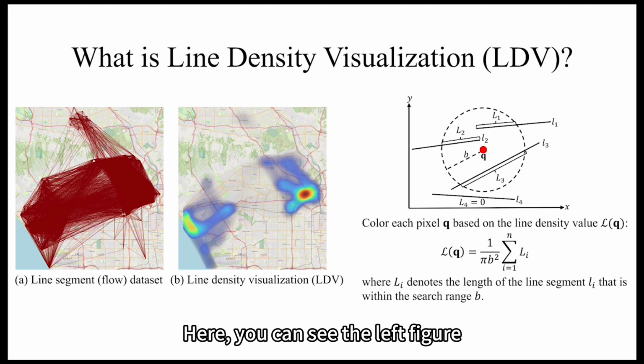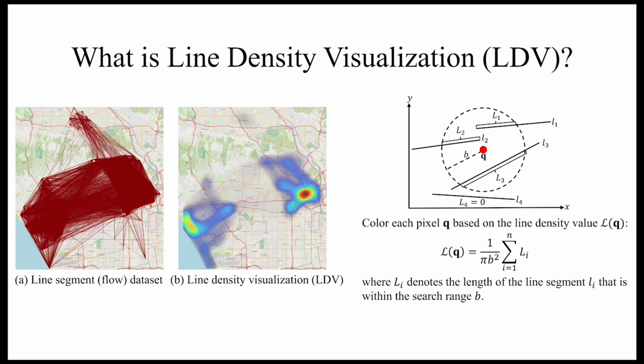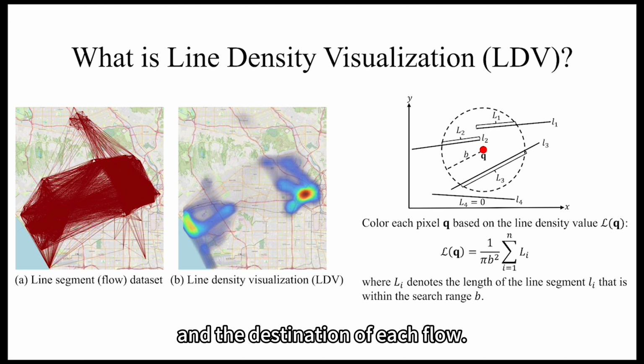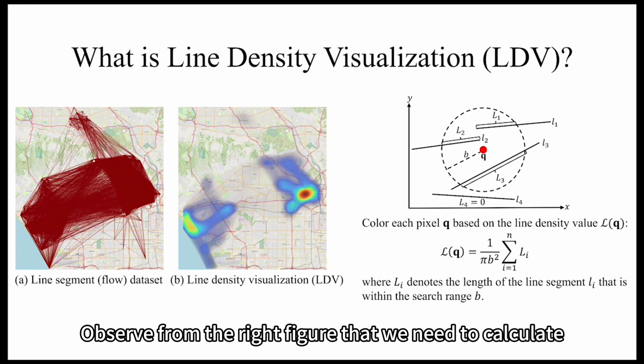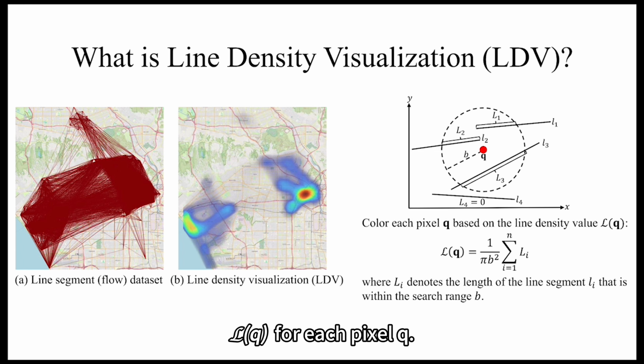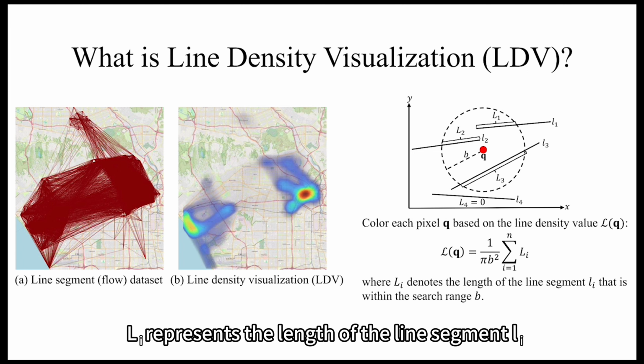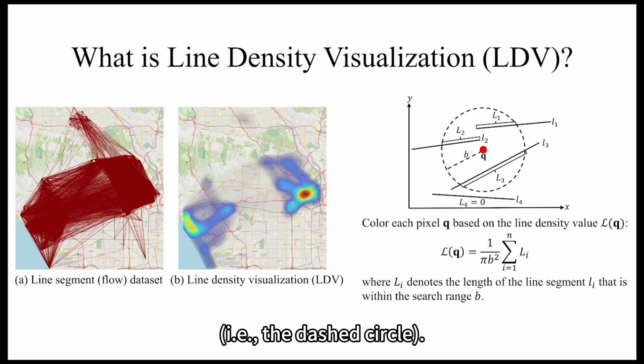Here, you can see in the left figure that there are many red line segments. Each line segment represents a flow in the Los Angeles bicycle mobility dataset, which connects the origin and the destination of each flow. The goal of LDV is to generate this kind of heat map visualization based on those line segments. Observe from the right figure that we need to calculate L(q) for each pixel q. In this equation, uppercase L_i represents the length of the line segment lowercase l_i that is inside this search range, that is, the dashed circle.